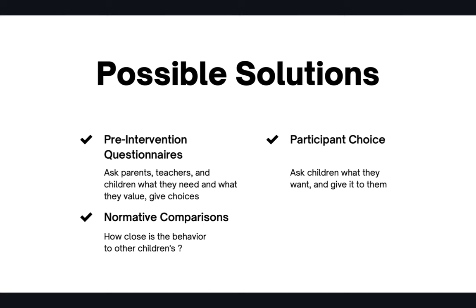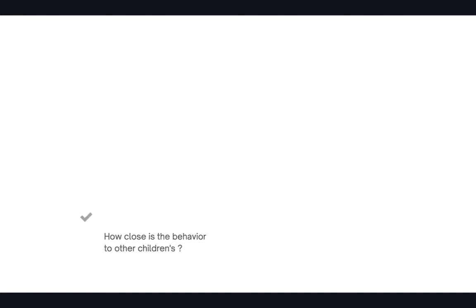So I like normative comparison data, that is collecting data on sort of a child identified as close to the average, because I think that it reminds us that children's behavior is variable and imperfect, and I like to have that comparison when we're trying to improve the behavior of children with disabilities.